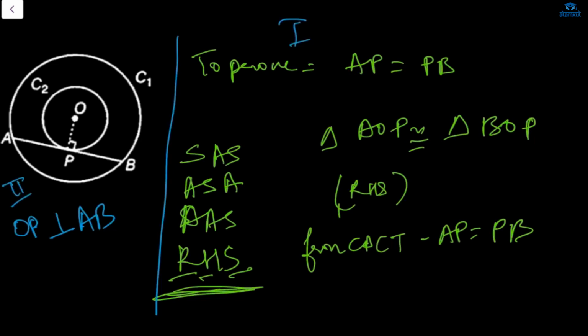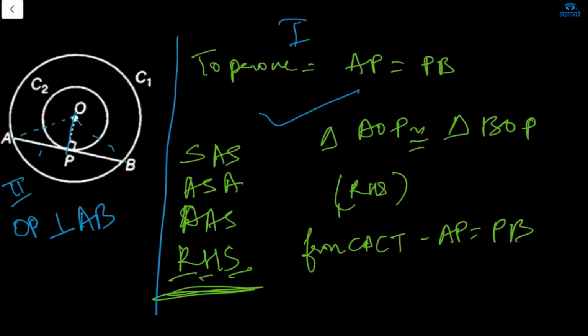OP is perpendicular to AB, we already know. Yes or no, Sophia? And AB is the chord of circle C1, and OP is perpendicular to AB. So OP is the bisector of chord AB, so AP is equal to BP. But the first method is perfectly okay too. You can join AO and OB in the construction, and then through the RHS rule prove that the two triangles are congruent, and from CPCT conclude the result.